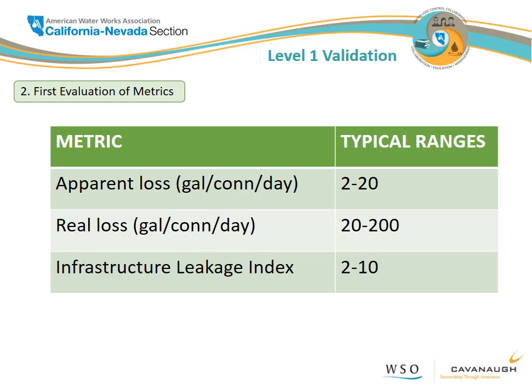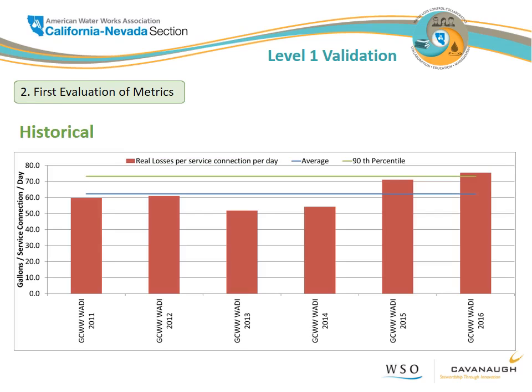If we see something outside the typical ranges for either the apparent loss or real loss in gallons per connection per day, or the leakage index, that allows us to be on alert that there is potentially a gremlin in either the supply volume, the system input volume, or the authorized consumption volume that we want to be on the hunt for. It helps us to stay tuned for that and be aware.